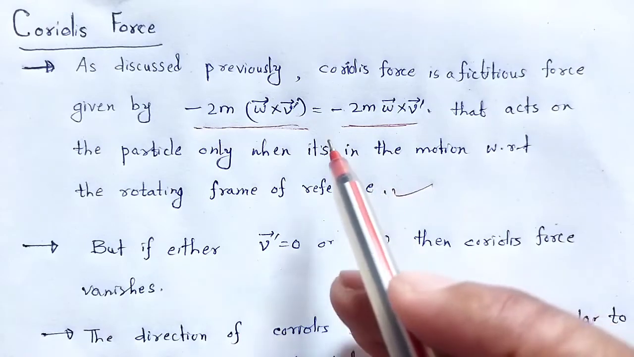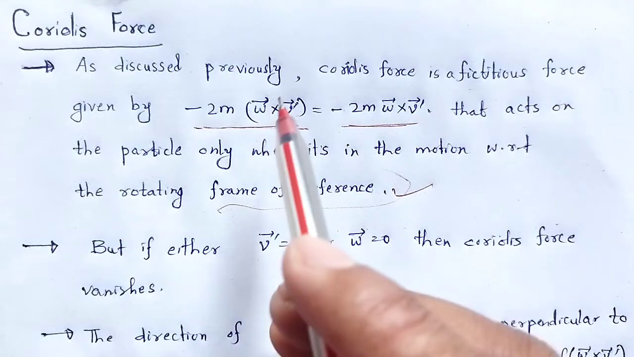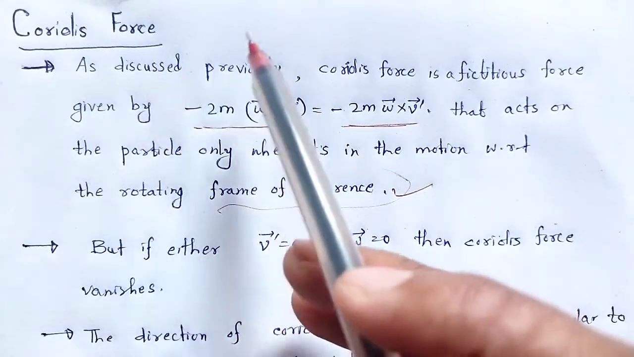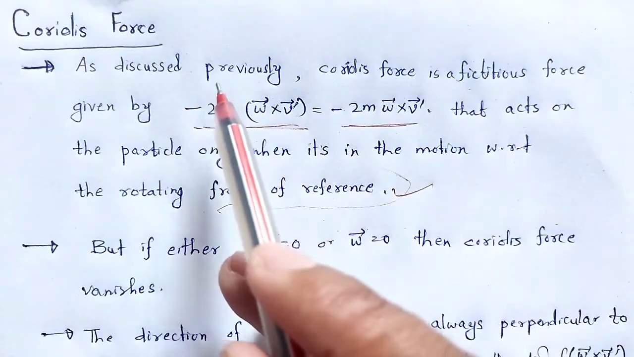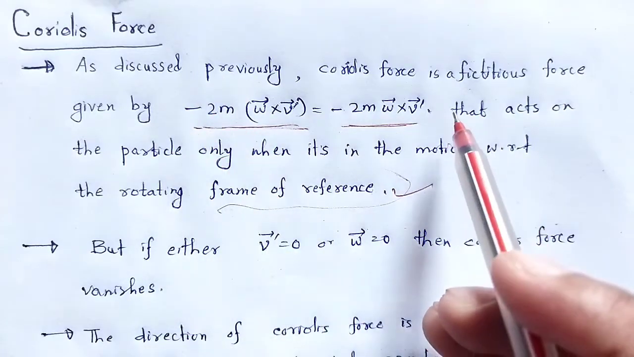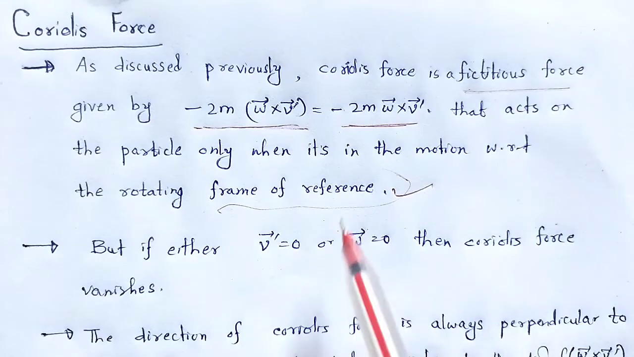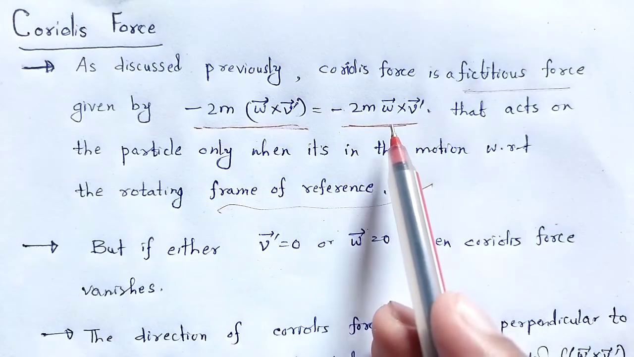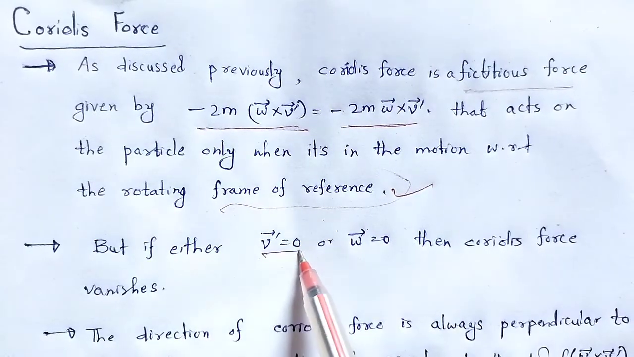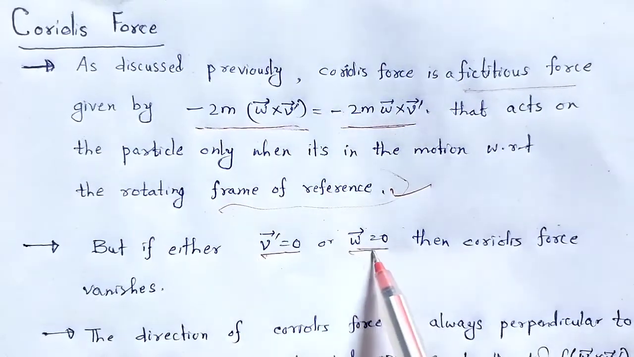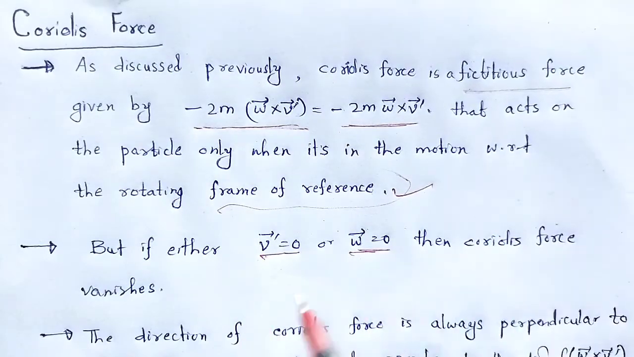There are two types of forces derived from the rotating frame of reference: one is Coriolis force and another one is centrifugal force. This is the mathematical expression for the Coriolis force, which is a type of fictitious force, or we can say a pseudo force. But the Coriolis force vanishes when either v dash is equal to 0 or omega, the angular velocity, is equal to 0.